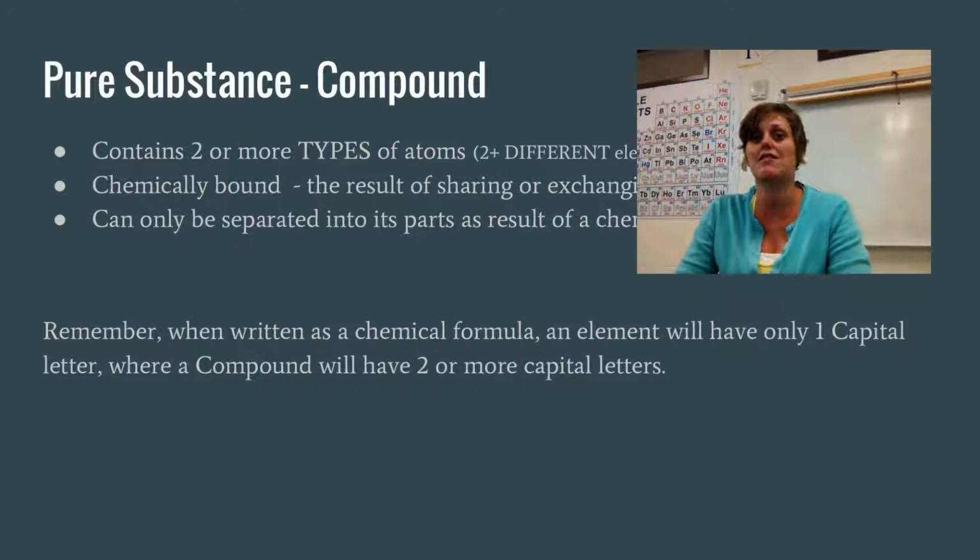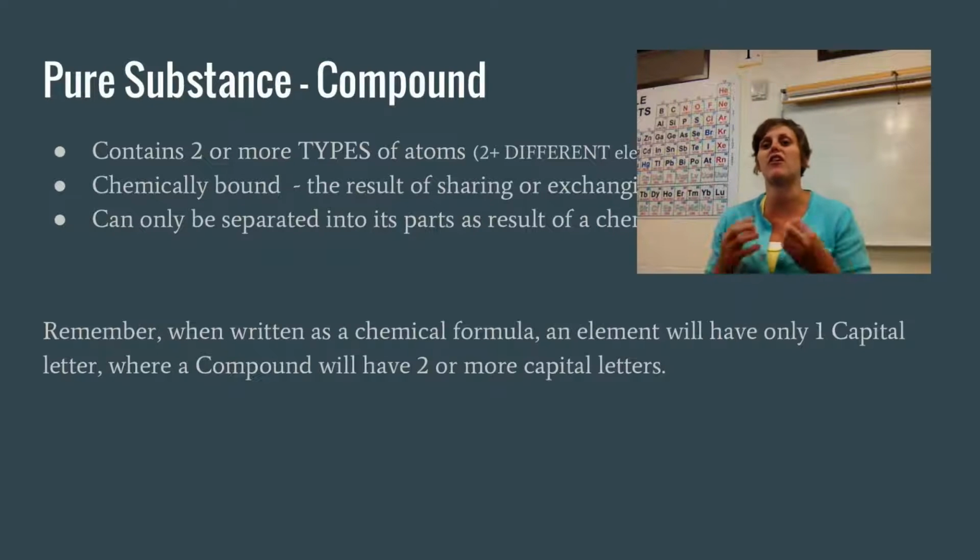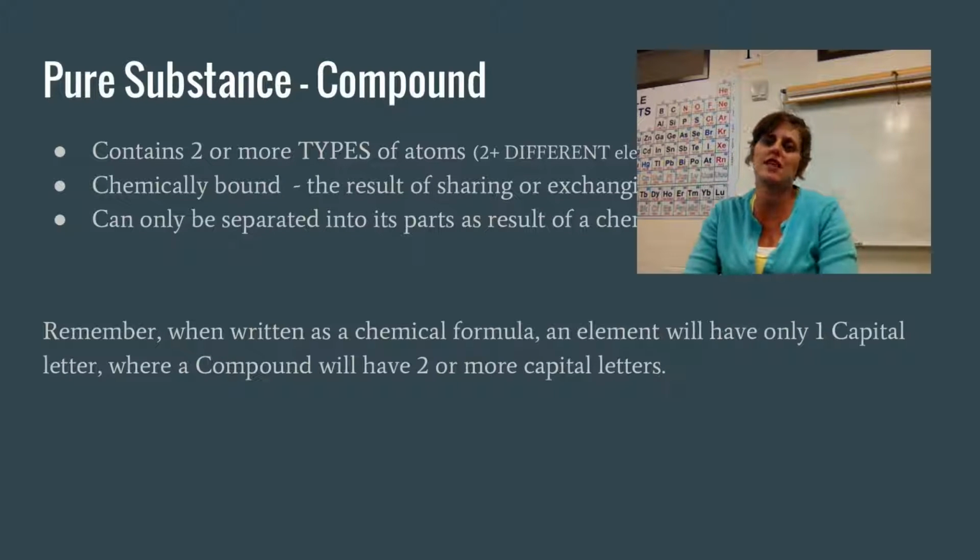Another pure substance is a compound. This means it contains two or more types of atoms, meaning two or more different elements from the periodic table. They've chemically bonded together. Their electrons are either being shared or transferred. And it can only be separated into its parts as a result of a chemical reaction. So remember, when written as a chemical formula, an element will only have one capital letter, where a compound will have two or more capital letters.